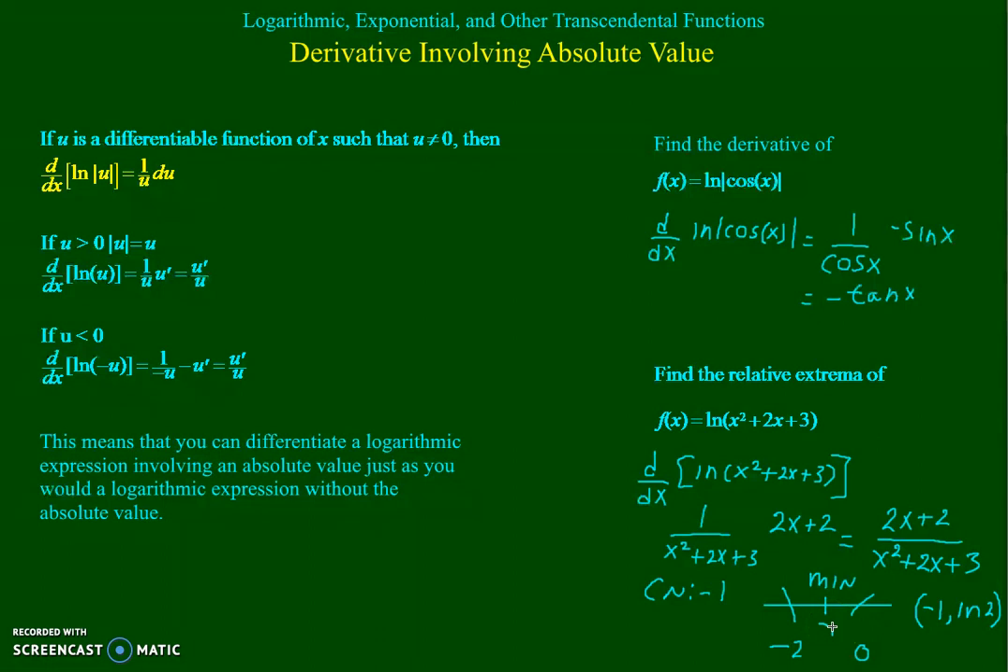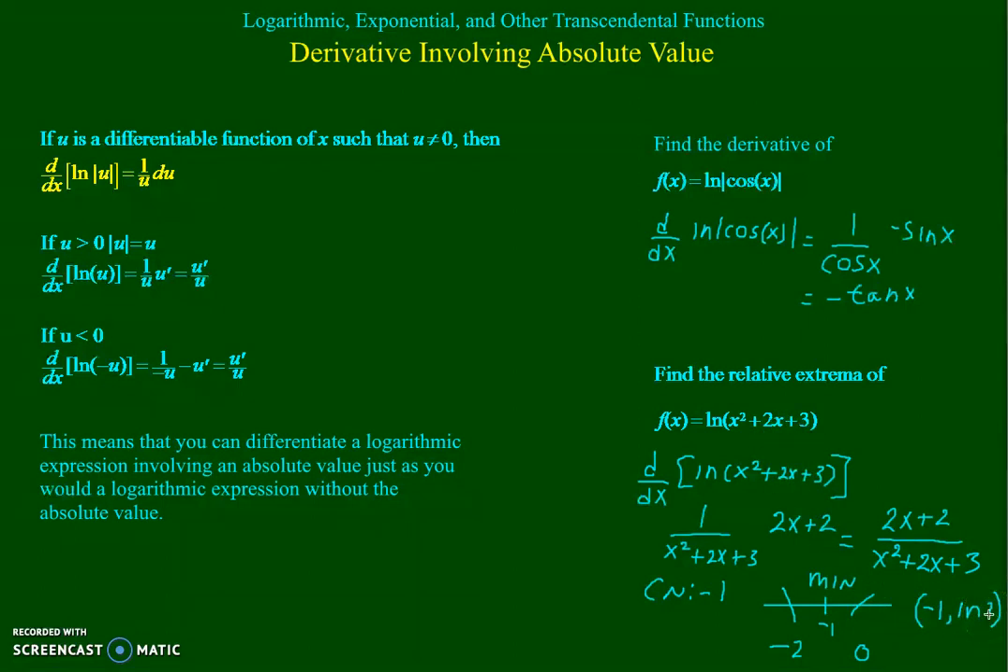If we take that negative 1 critical number and plug it into our original function here, that comes out to the natural log of 2. So we have a minimum of this function at negative 1, ln of 2.